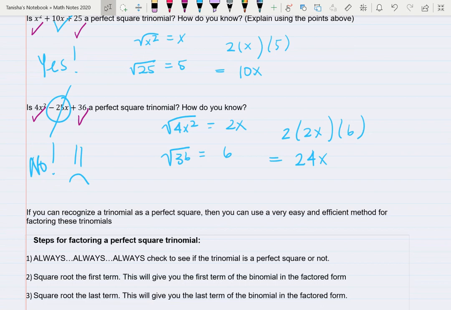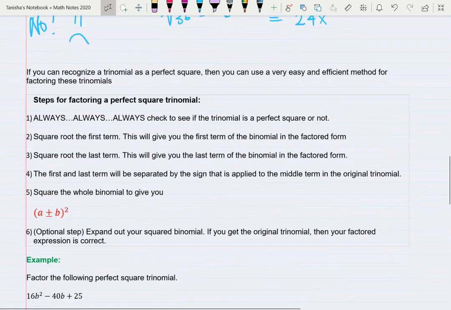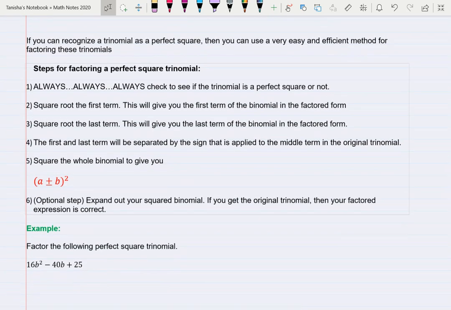If you can recognize a trinomial as a perfect square, then you can use a very easy and efficient method for factoring these trinomials. So the steps for factoring a perfect square trinomial: first, always check to see if the trinomial is a perfect square. Second, once you identify your trinomial as a perfect square, you're going to square root the first term. That's going to give you the first term of your binomial in the factored form. Then you're going to square root the last term of your trinomial. That's going to give you the last term of the binomial in your factored form.